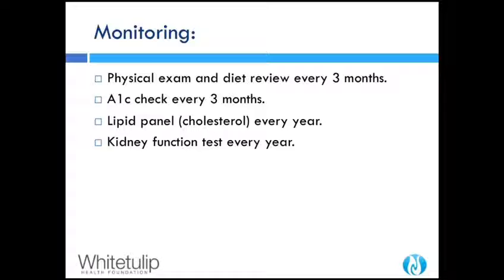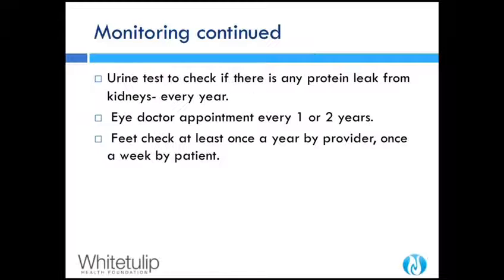Diabetes patients should be monitored very closely. Some ways to monitor include a physical exam and diet review every 3 months, an A1C check every 3 months, a lipid panel to check for cholesterol every year, a kidney function test every year, a urine test to check if there is any protein leak from the kidneys every year, an eye doctor appointment every 1 to 2 years, and a feet check at least once a year by the provider and once a week by the patient.